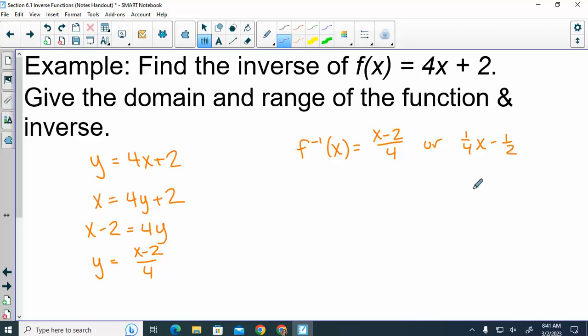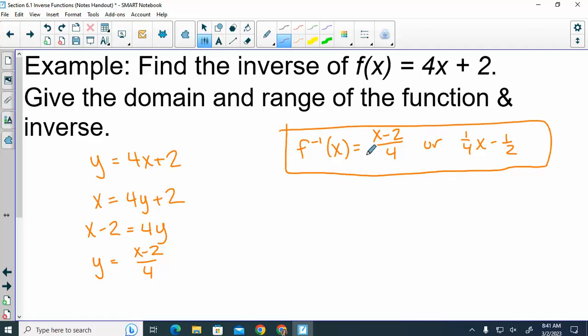Okay. So you change your f of x to a y, switch x and y, and solve. So for your inverse, you should have (x minus 2) over 4, or if you broke it apart, you could write 1/4 x minus 1/2. Is that okay?